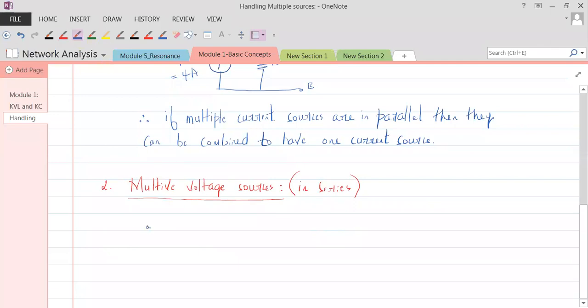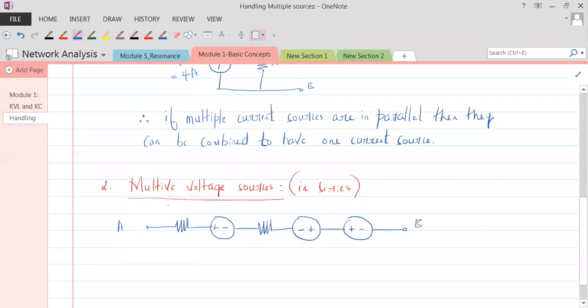Here, let's have a resistor. Then you have a voltage source. You have another resistor. Then you have another voltage source. Then you have, let's say, another voltage source like this. Between the two terminals A and B, they're all series connections.